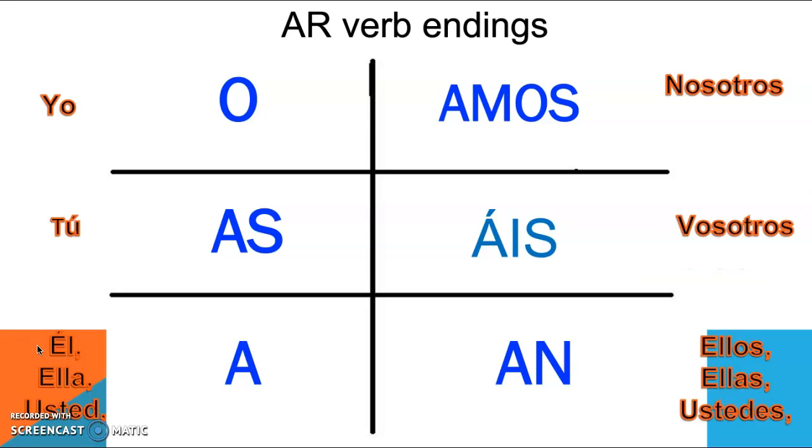And we can't forget about our vosotros, which is going to be áis. Notice our accent is on the letter A because it is an AR verb. So this is important. You guys need to memorize these endings in the proper order. So, o, as, a, amos, áis, an. O, as, a, amos, áis, an. So make sure you memorize those endings.